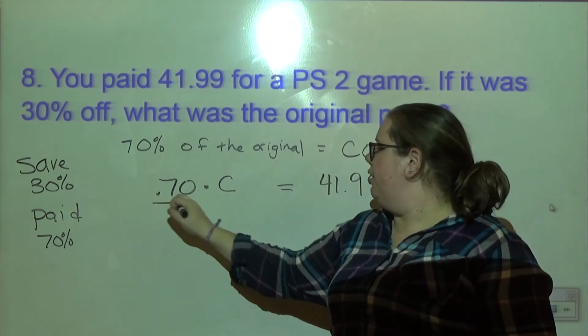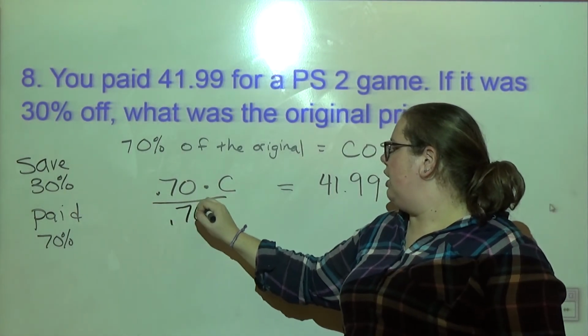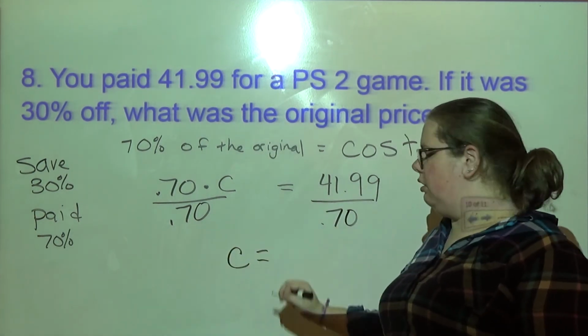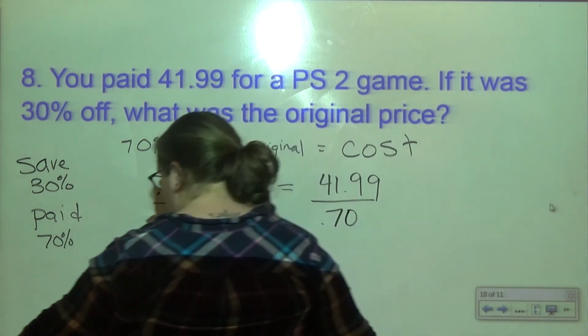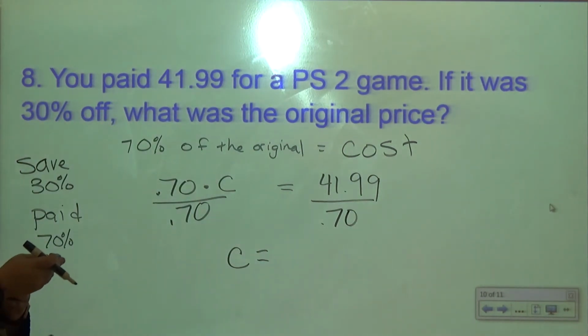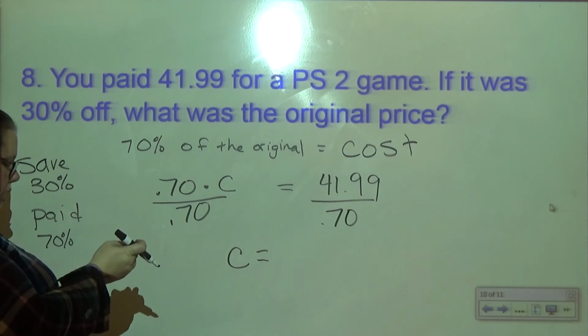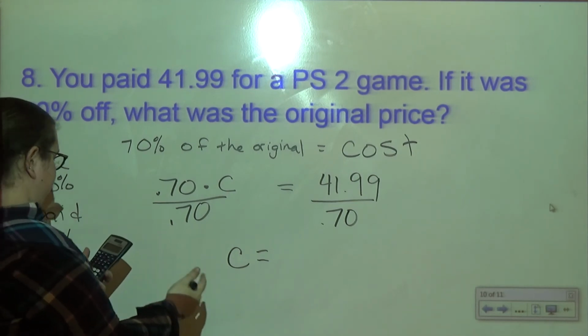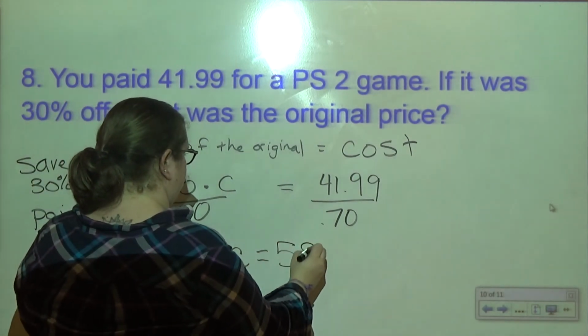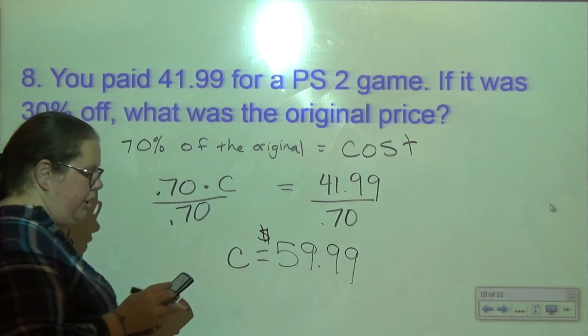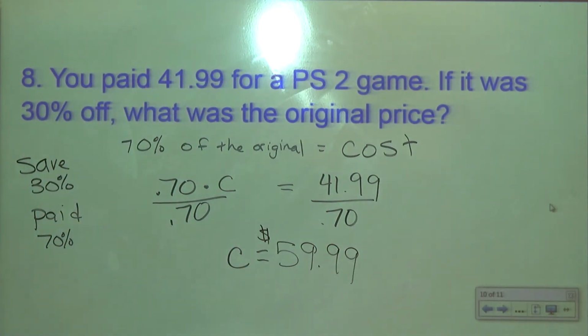So all we have to do is divide by 0.70. $41.99 divided by 0.7. And we get $59.99. And that's your answer. There is another way to do this, but it's super complicated, and I'd rather not do that.